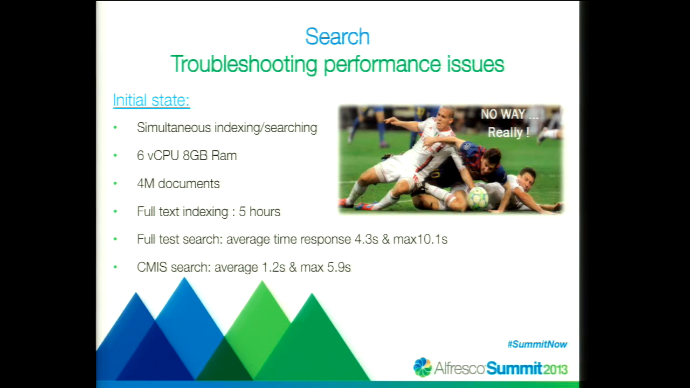So this is a real-life example from another customer which runs indexing and search simultaneously on the same SOLR box. This customer was using a virtual machine with 6 vCPUs and 8 gigabytes of RAM for 4 million documents. The full text indexing takes 5 hours, which is quite good, while the full text search takes an average response time of 4.3 seconds and a maximum peak of 10 seconds.